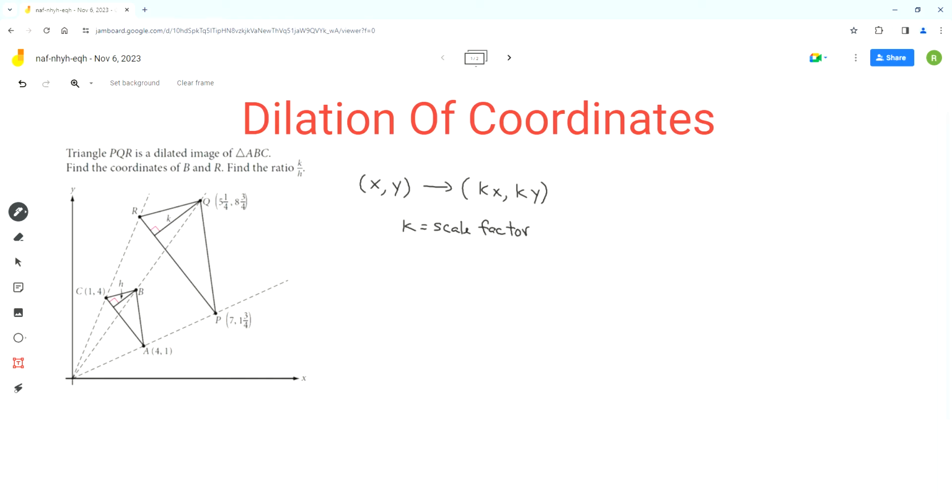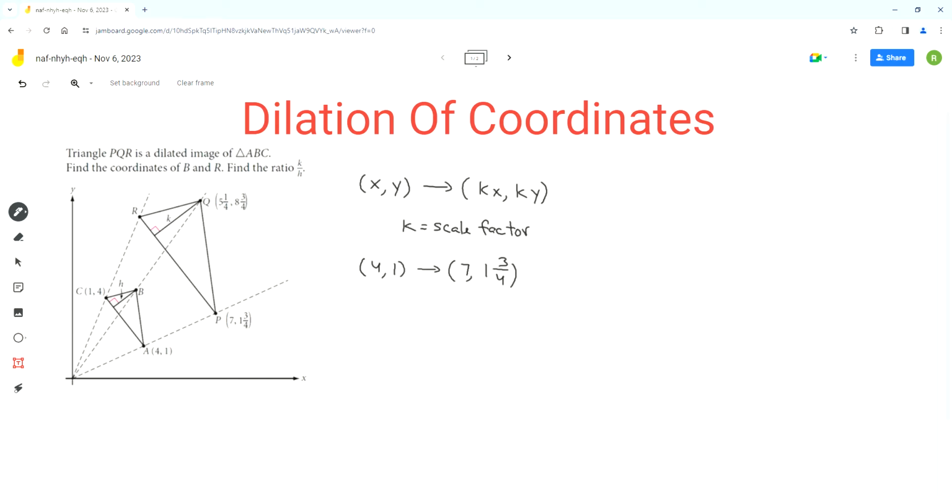Now in this problem, point A got dilated to point P, point B got dilated to point Q, and point C got dilated to point R. We are given the coordinates of points A and P, so we can use these two coordinates to find the scale factor. That's the first step. As per the problem, point (4, 1) got dilated to (7, 1 3/4).